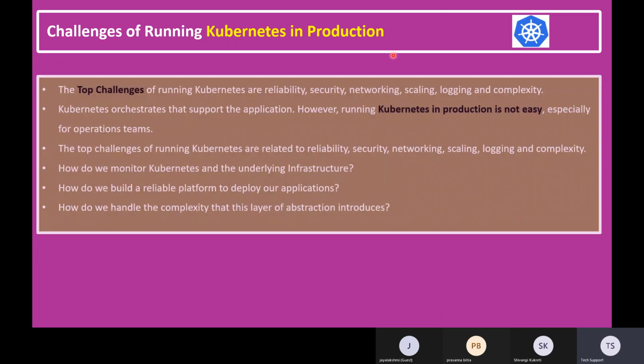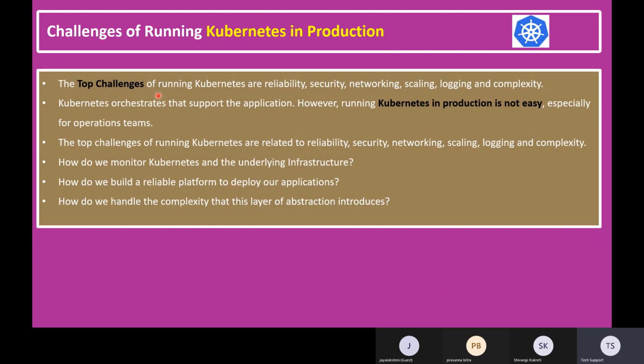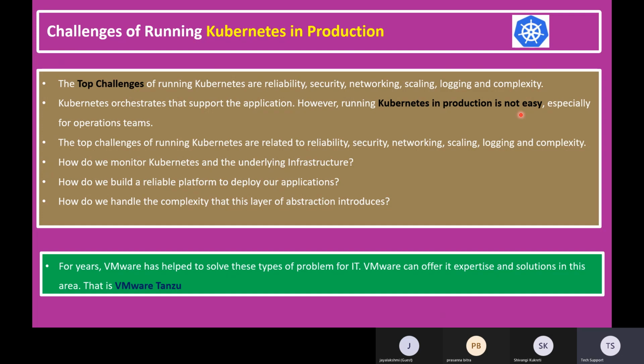If you want to run Kubernetes in production, instead of reading all the points, one key point is that running Kubernetes in production is not easy because it's an open source product. There is little chance of running this product in a production environment. We are okay to run it in test and development, but it's not recommended to run an open source product in a production environment. So to address this scenario, VMware introduced the concept called VMware Tanzu.